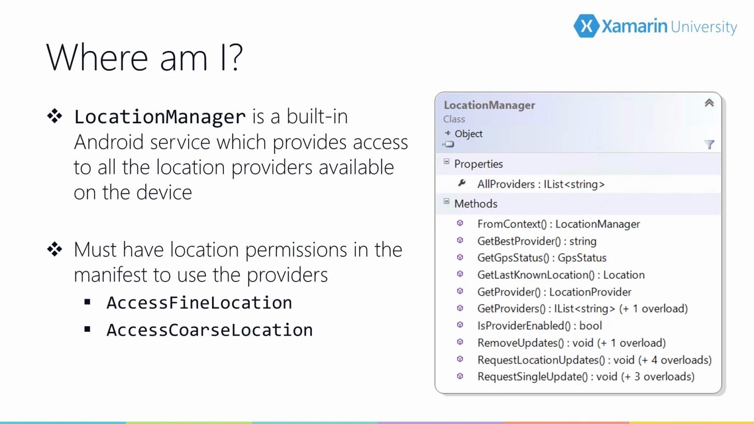Remember that the location service is independent from the maps. It's perfectly acceptable to use location services and not visualize the location at all. For example, you might query the current location to pass on to a weather service. To use the location manager, you must specify location permissions in the manifest. Both fine and coarse location are required.